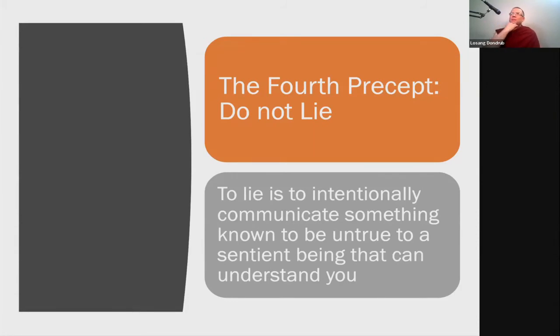So it's an intentional attempt to mislead or to deceive or to cause someone to believe in something that we know to be untrue. If it is untrue, but we ourselves believe it, if we ourselves have been deceived by misinformation, then it's not a lie. We have to know that we're communicating something to someone that we know to be untrue.